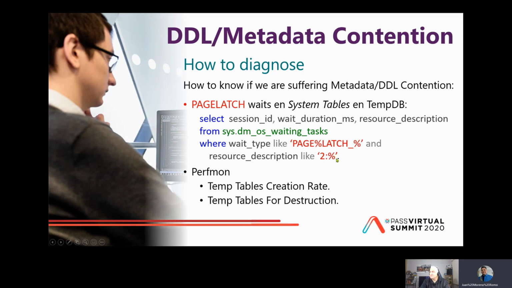And now the page will not be 1, 2, or 3. It will not be 8088 multiple, because we will now have a data page, okay? Because what we are doing is blocking a specific object. So also, if you run perfmon, you can check the temp tables creation rate, or the temp tables for destruction. And if you see these numbers very high, you can also suspect metadata contention. Metadata contention, like allocation contention, will create performance issues.